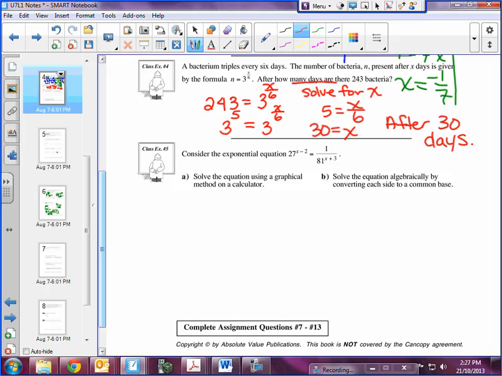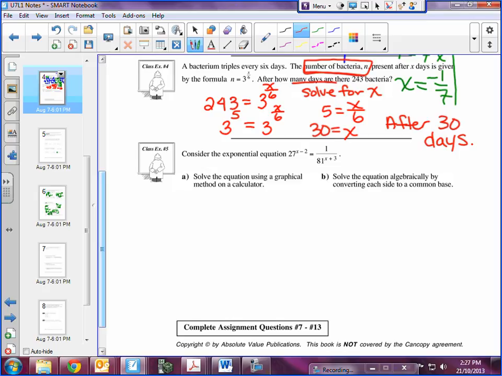Any questions with how to do class example 4? No. Because the number of bacteria N is written right in the question. So 243 is your N, and you're looking for your x. If it was giving your number of days, then you would put that in for your x.